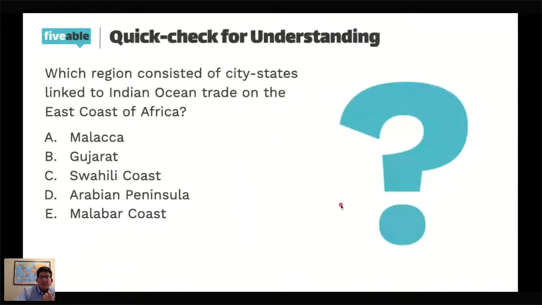All right, so that brings us to another quick check for understanding, as we've looked a little bit more briefly at the effects of trade in the Indian Ocean. So here's the first question. Which region consisted of city-states linked to the Indian Ocean trade on the east coast of Africa? By this point, this should be out of a holster, so go ahead and put your answer in. First one to get it correct gets a shout out.